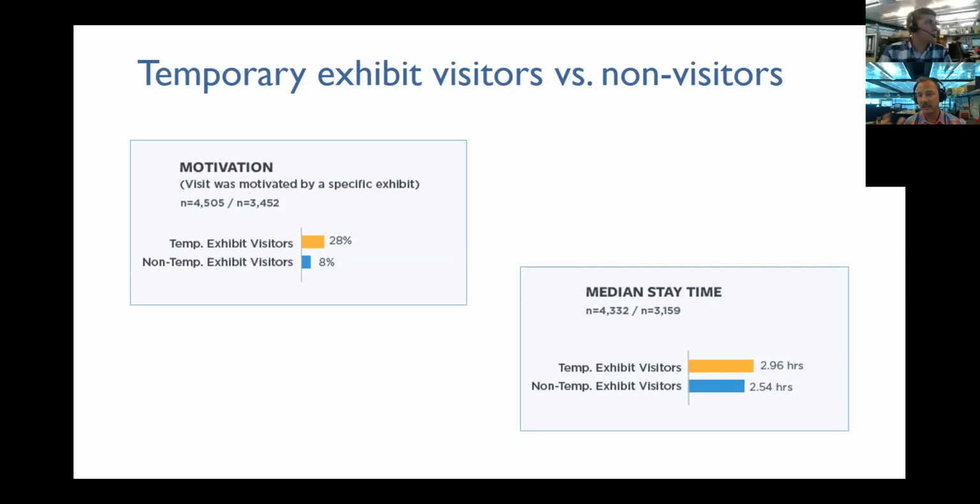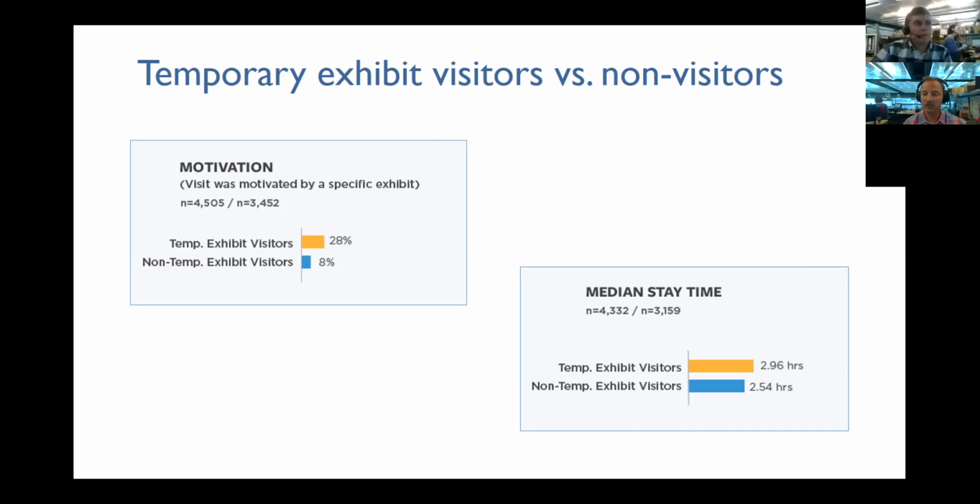Similarly, they're staying at our institutions longer, not quite, but almost a half hour longer. This may seem paltry in terms of the overall stay, but when we look at the average duration for the visit, it's right in there under 3 hours. So we're saying that temporary exhibitions are causing people to stay at our institutions longer.